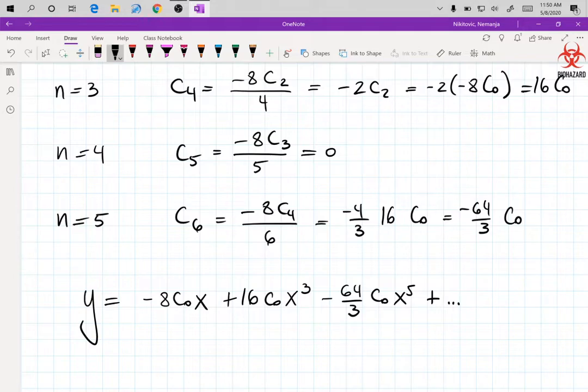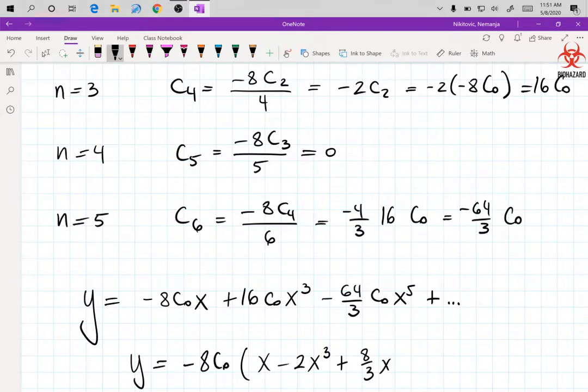Now the problem tells you keep 3 terms, keep 5 terms, keep 11 terms. So usually it's keep 3 or 4 terms. I already have 3 terms, so n equals 7 would be the 4th one. So you can simplify this a little bit by y equals, you can kick out a negative 8 c0, and you are left with x minus 2x cubed. You can actually kick one x out as well. Yeah, whatever. It doesn't matter. Whatever you do.